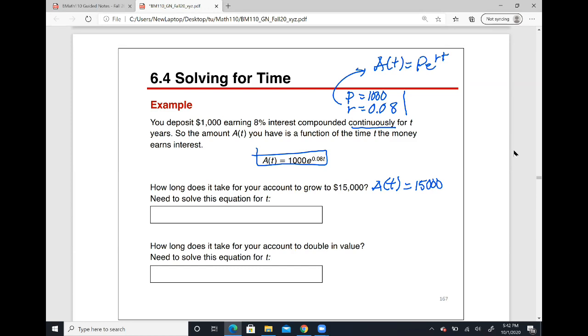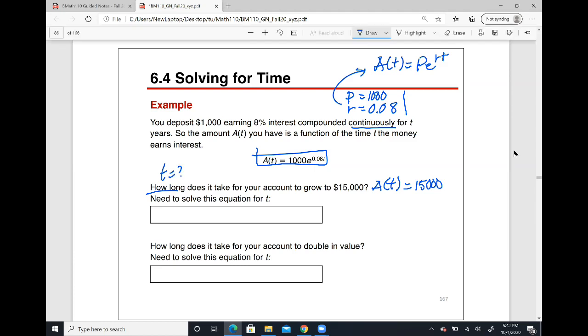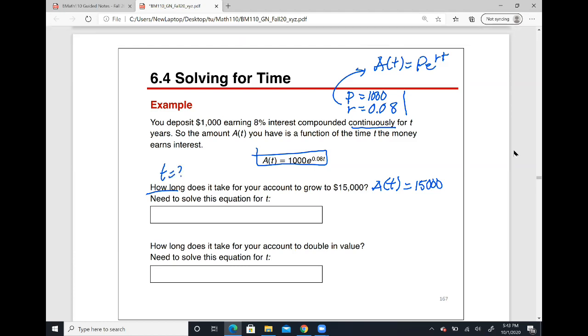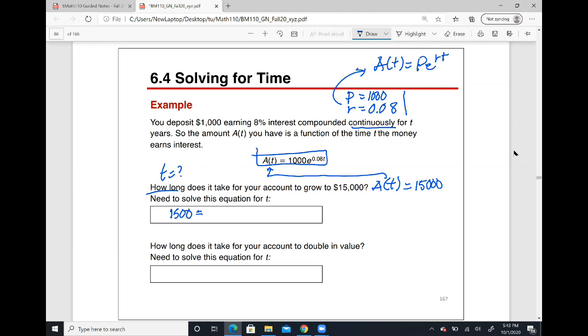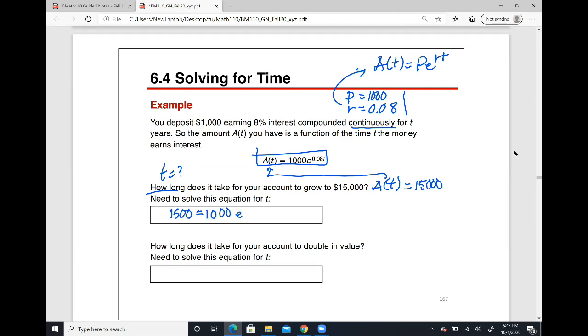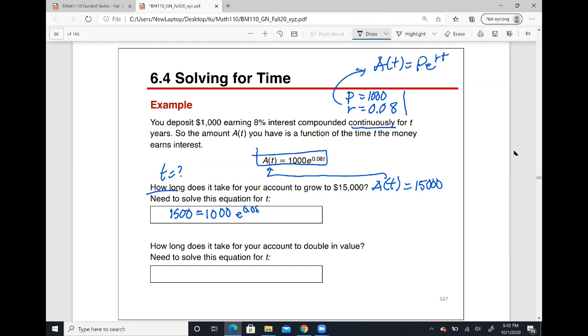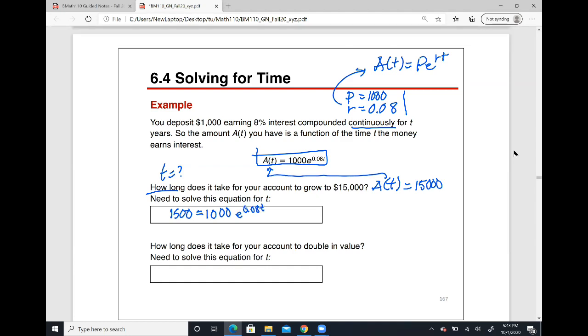Now we're looking for how long. We mean years, right? How many years you need to get up to that. So now I'm going to apply this future amount into this equation to get 15,000 equal to 1,000 times e to the power 0.08t. So that is our strategy, and then we want to solve for this, right?